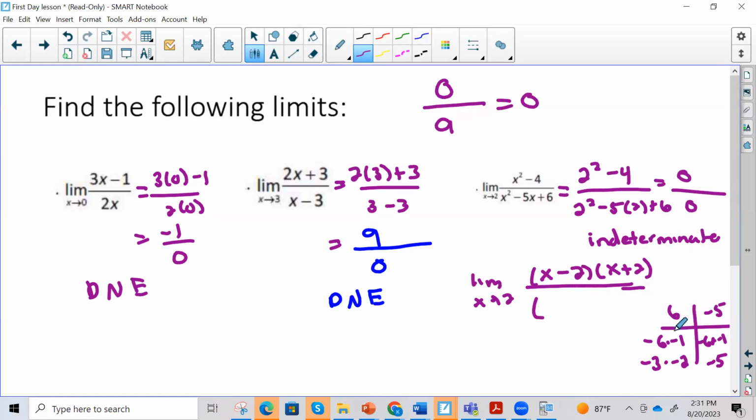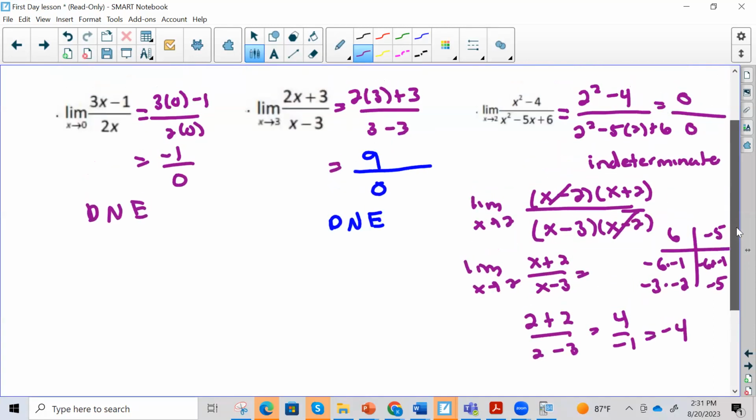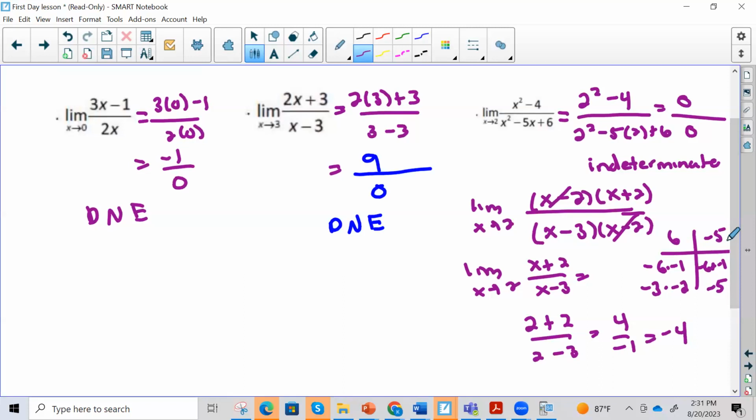You can't do a -6 and a +1, because if you multiply them, you would get a -6 and not a positive. So this factors to x minus 3, x minus 2. The x minus 2's cancel. So I'm going to rewrite it in the simplified form, and then I'm going to plug in my limit. So now I can plug in and I get 2 plus 2 over 2 minus 3. So I get 4 over -1, which is -4. And so this limit is -4. And so that is kind of the practice on some of the limits algebraically.